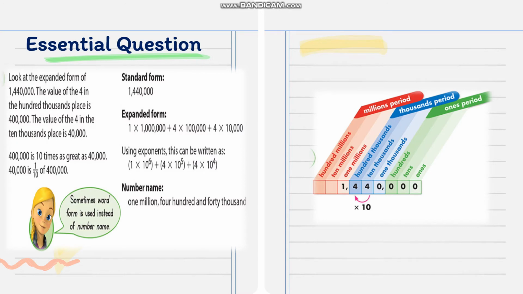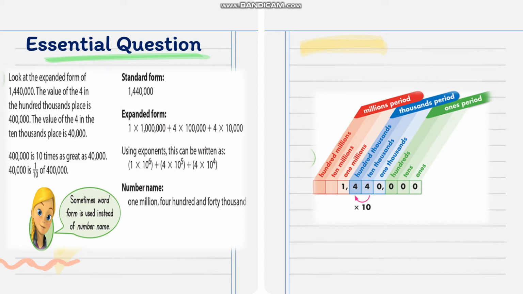So look at the expanded form of 1,440,000. The value of 4 in the 100,000s place is equivalent to 400,000, and the value of 4 in the 10,000s place is 40,000. So 400,000 is 10 times as great as 40,000. So 40,000 is 1/10 of 400,000. In short, the first 4 is 10 times as great as the second 4 because they are next to each other and they have the same digit.